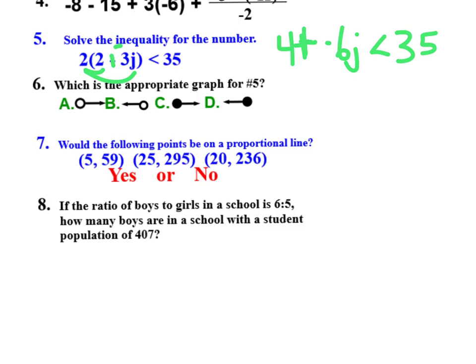Now, this is where I want you to go through those steps of looking at it and saying, we need to worry about flip, not flip, flip, flip. So if I look at it, there is a flip because I'm going to be dividing by a negative. Whenever we multiply or divide by a negative, we have to flip the symbol. So this says less than, but it's going to end up being a greater than.